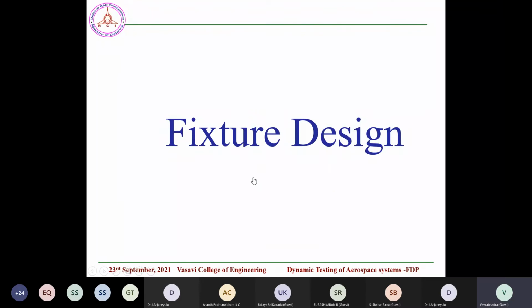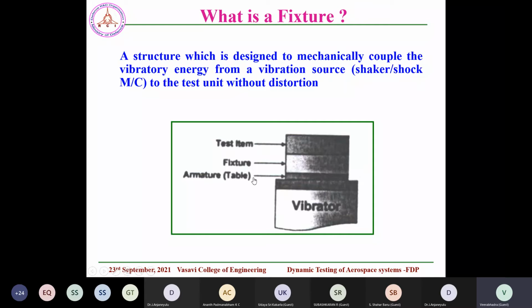Now we have seen different dynamic tests. To do a basic vibration test, as I was mentioning, some associated equipments are required, like head expanders, slip tables, and fixtures. Fixtures I will dwell upon briefly. What is a fixture? Basically, it is a vibration and shock fixture. It is an intermediate element between the shaker and the unit under test.